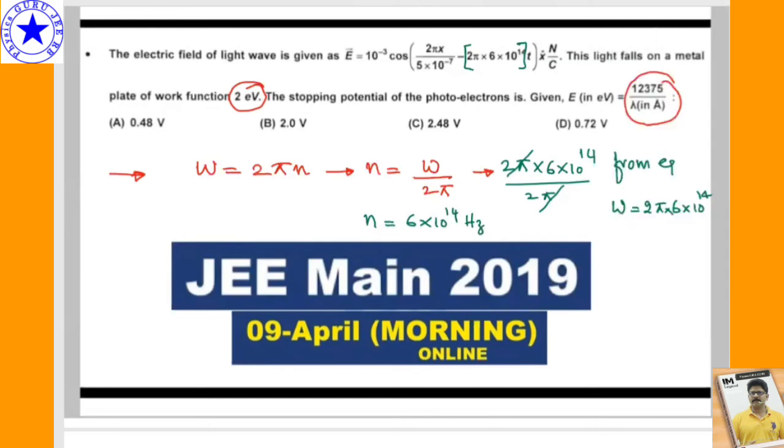Keep it in the box. So what I did: I used omega equals 2 pi n, where n is the frequency, so n equals omega by 2 pi. I compared omega with the given equation and substituted. I got 6 into 10 to the power of 14 hertz.